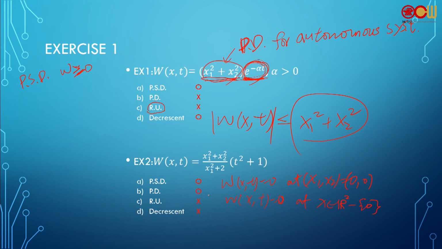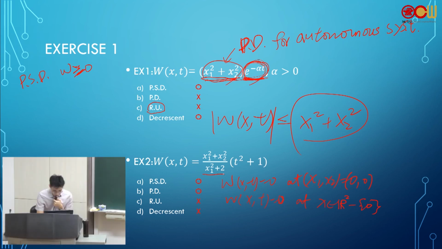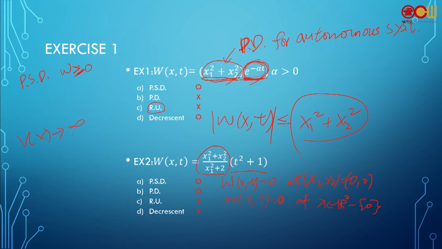Is it radially unbounded? Yes or no? Divided into two parts, right? First part is this, second part is this. Is this part radially unbounded? Radially unbounded means W, or V in the non-autonomous case, goes to infinity if the x norm goes to infinity. So check out the first part. Is this autonomous function radially unbounded?